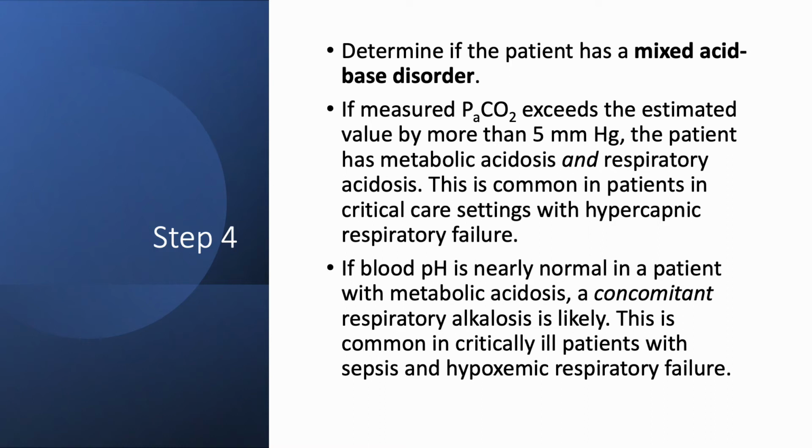You see that all the time. On the other hand, if the pH is normal, then you are pulling in different directions. So you have metabolic acidosis and respiratory alkalosis. One process is bringing the pH down, the metabolic acidosis. The other one is bringing the pH up, which is the respiratory alkalosis. So they kind of cancel out. And this is what you see in someone with sepsis and hypoxemic respiratory failure.